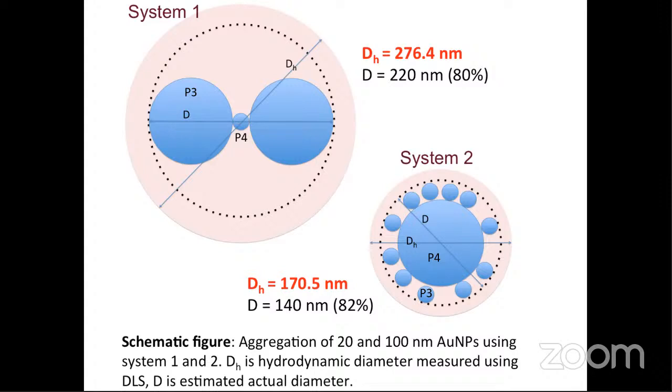And in system 2, where we reverse the immobilized peptide, you can see we were measuring 170 nanometers of hydrodynamic diameter. So we can control the nanoparticle aggregation, control the structure, by using different systems, with of course the presence of mercury.